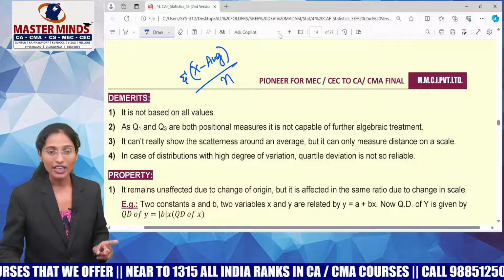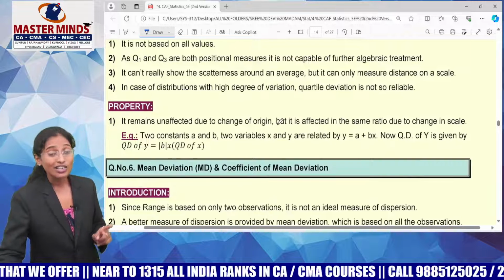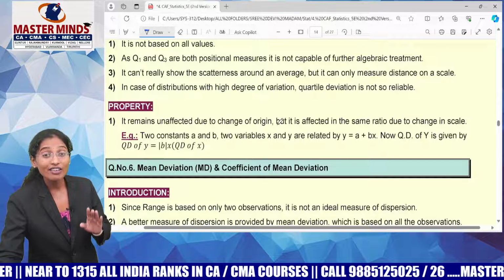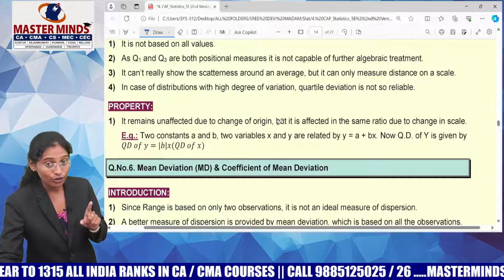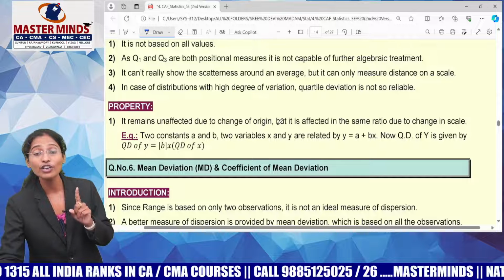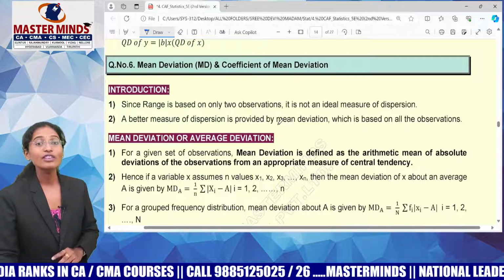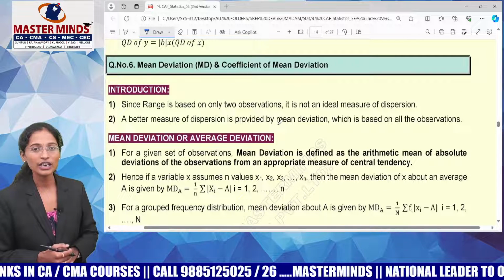We can't do that. Next, you know that there is only one property for quartile deviation, which is that quartile deviation is unaffected due to origin and sign, but it is affected due to scale. So coming to the next important concept, which is mean deviation and coefficient of mean deviation.